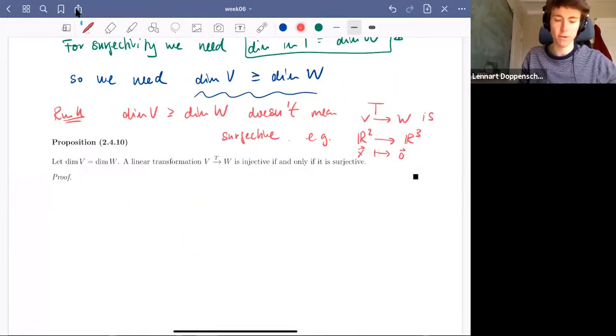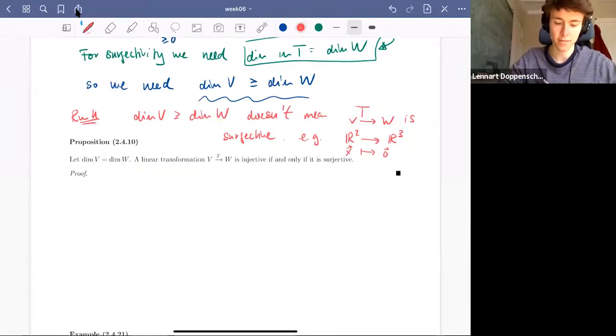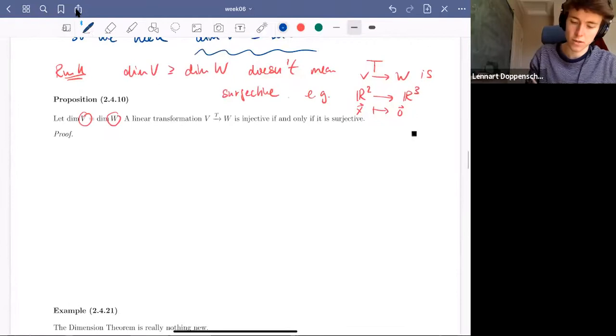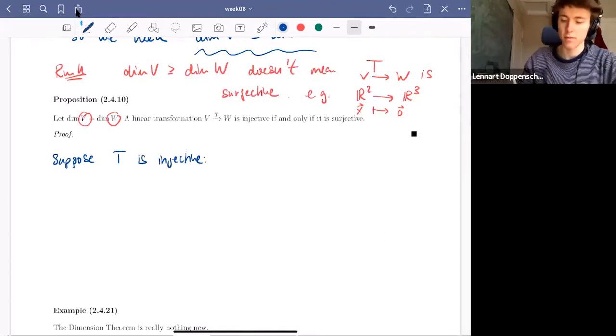Let's quickly prove a proposition, namely that if we have a transformation between two vector spaces of the same dimension, then it is injective if and only if it's surjective. But this is not a very hard proof. So suppose T is injective. Then this means that the dimension of the kernel is equal to 0.